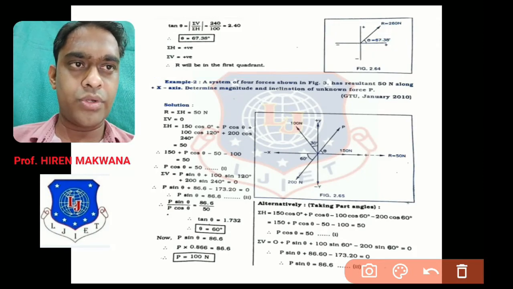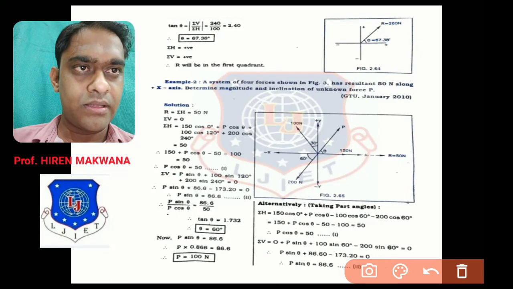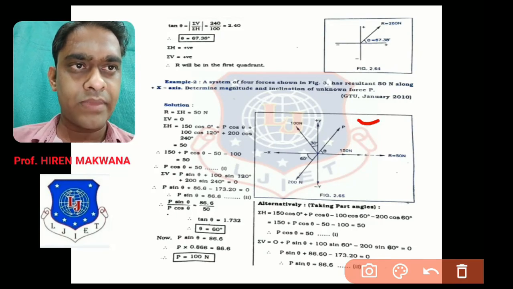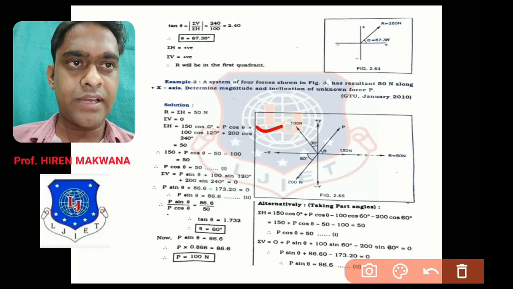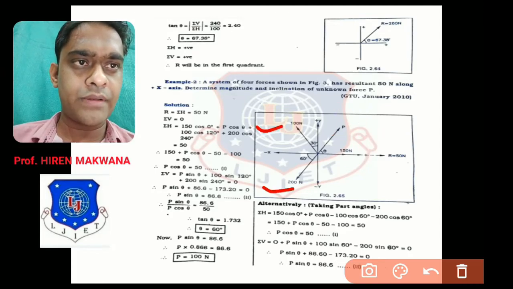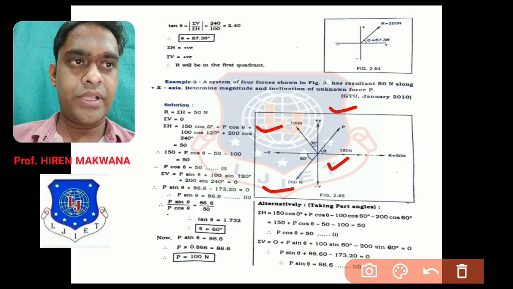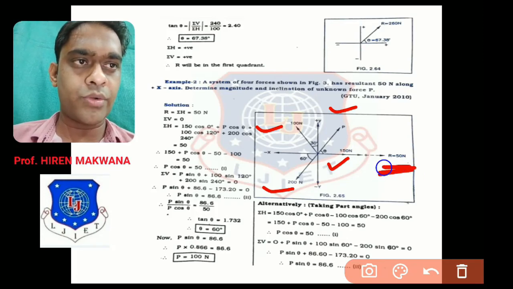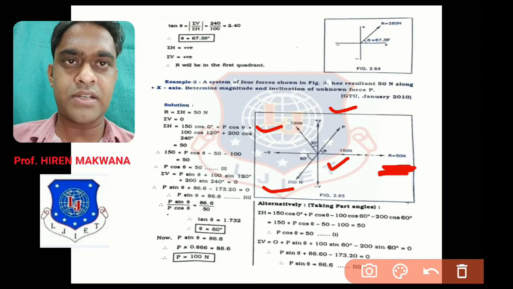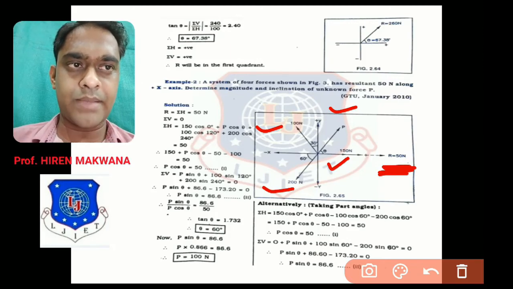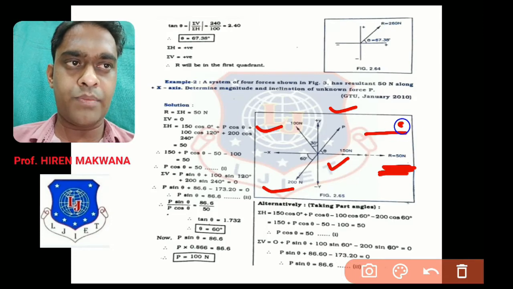In the example 2, you can check the figure. How many forces? First one is P, second one is 100 Newton. See, first force P is unknown now. Second one is 100 Newton, third one is 200 Newton. And fourth one is 150 Newton over here. So total 4 forces are there. Okay. But now in this sum, resultant is given to you. Most important, in the first example, resultant is not given to you. But in this example, resultant is given to you. And direction is along positive x-axis.